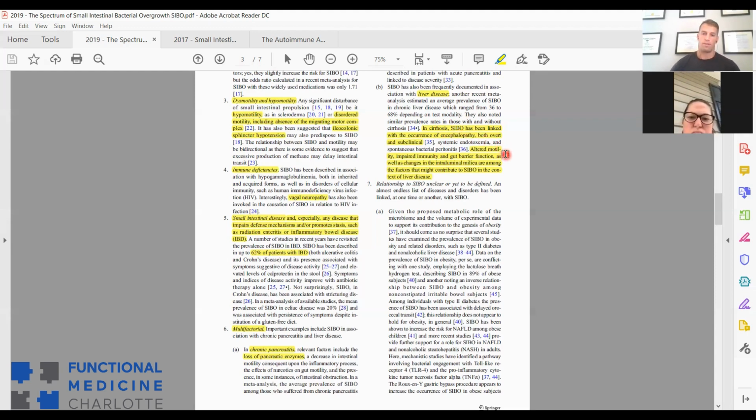Also, if you have liver issues, you could have motility issues, you could have mucosal immune issues and leaky gut or gut barrier issues, which also promote SIBO.